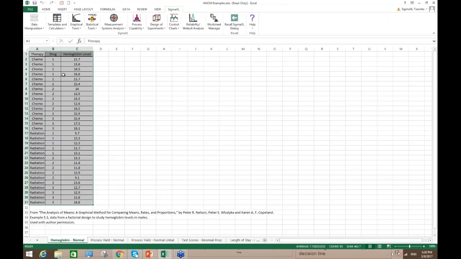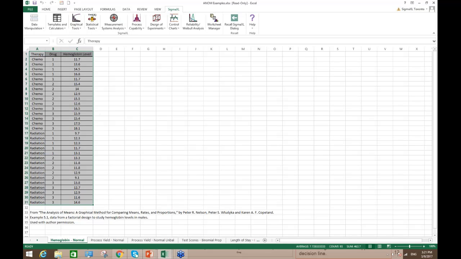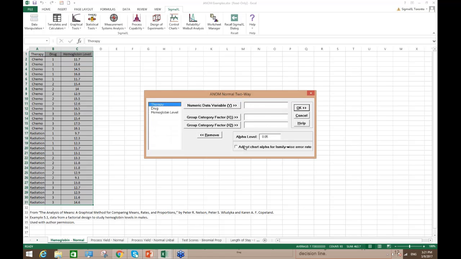Anom examples, hemoglobin. So you can see the therapy is X1. We have chemo and radiation. We have 3 drug types, and we have the hemoglobin level. So I go to graphical tools, analysis of means, Anom normal two-way. The hemoglobin level is my Y of interest. I have therapy as X1, drug as X2. I will use an alpha level of 0.05, 95% confidence level.